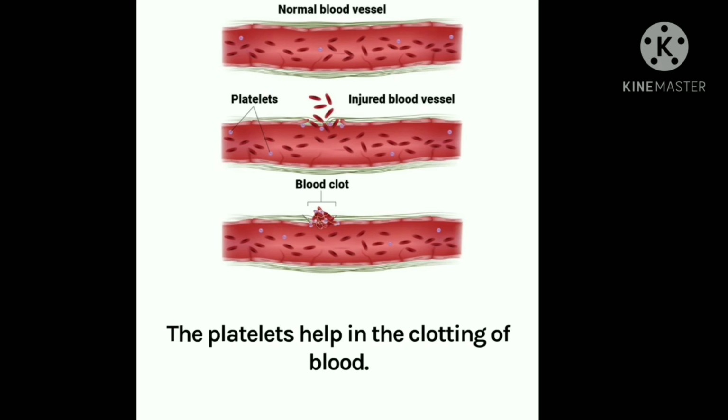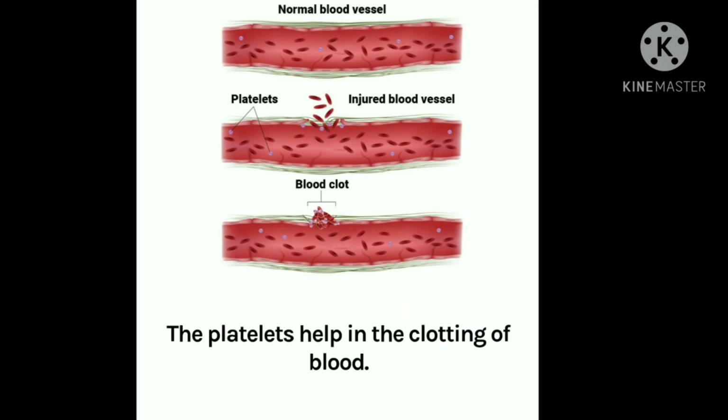Now we will see about the platelets. You are aware that platelets help in the clotting of the blood. In the diagram you are able to see the normal blood vessel. If because of an injury this blood vessel gets ruptured and blood is coming out, what are the platelets doing? The platelets make the blood clot, by which they stop the blood from coming out of this cut.